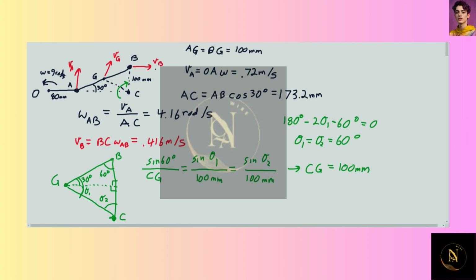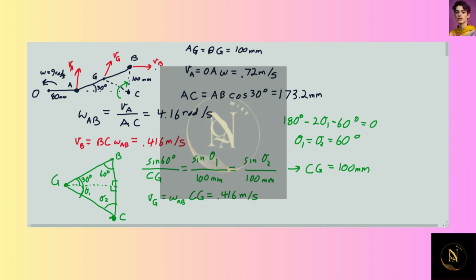So once we know that length, we can go ahead and figure out what the velocity at G is pretty simply. V at G will just be that omega on that bar, so that's omega AB times that length CG that we already found. So this would just be 0.416 meters per second again.